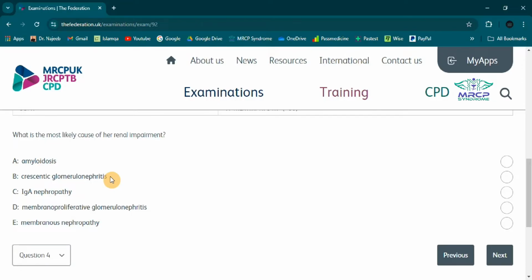Renal biopsy will show the presence of crescents, which are usually formed by proliferation of the cells in the Bowman's capsule, affecting more than 50% of the glomeruli. And if you go for immunofluorescence, then you can differentiate whether this is anti-GBM, which comes up with linear staining, or immune complex mediated, where there would be granular staining, and in the pauci-immune type like GPA or MPA, it would be negative.